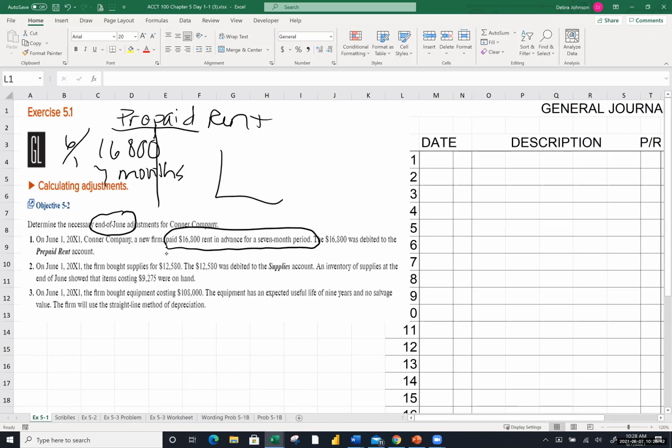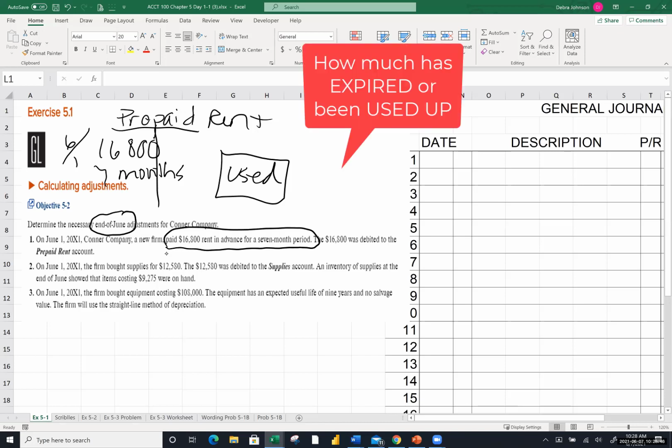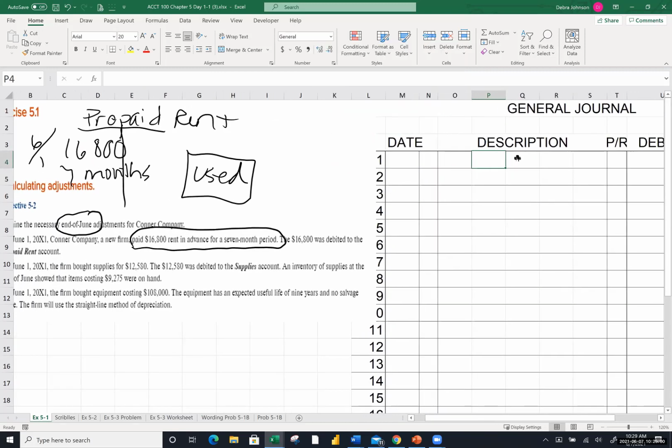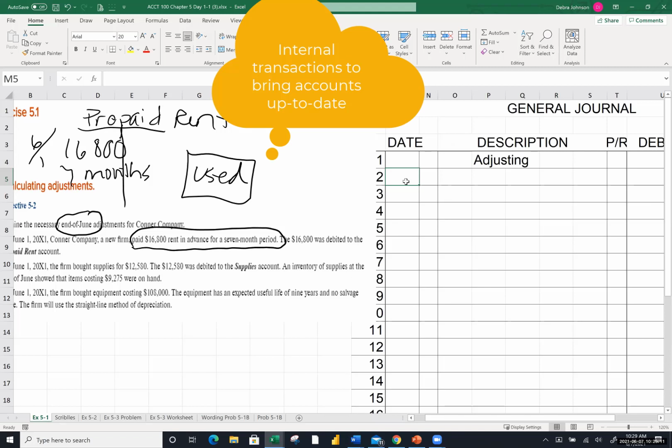So the question on all of these adjustments is how much has been used up. And remember, they want these at the end of June. So when you're doing adjusting journal entries, you want to come into the journal like I'm going to do over here, and you want to write in the word adjusting. That tells the user that some adjusting entries are coming. Remember, adjusting entries are different from other entries. They're internal transactions that we make because we know certain accounts are not up to date.